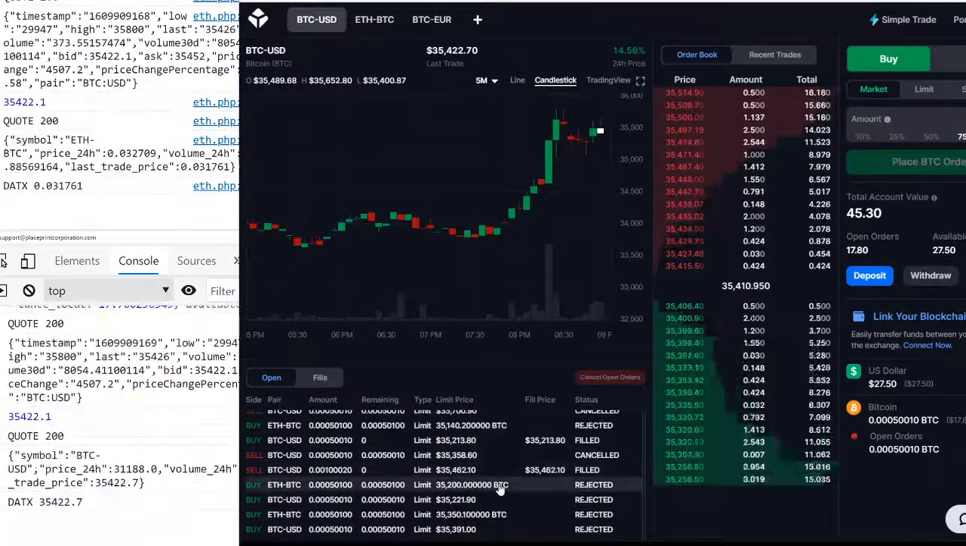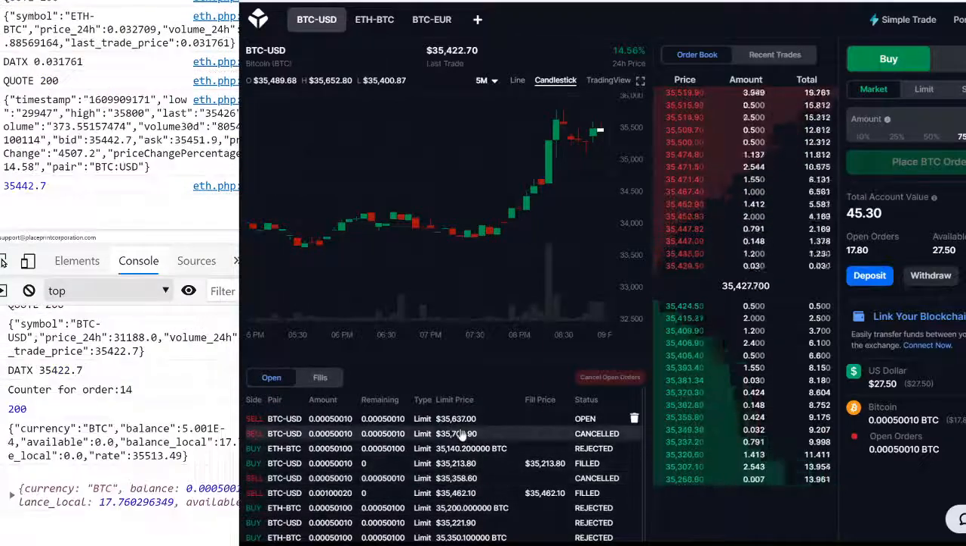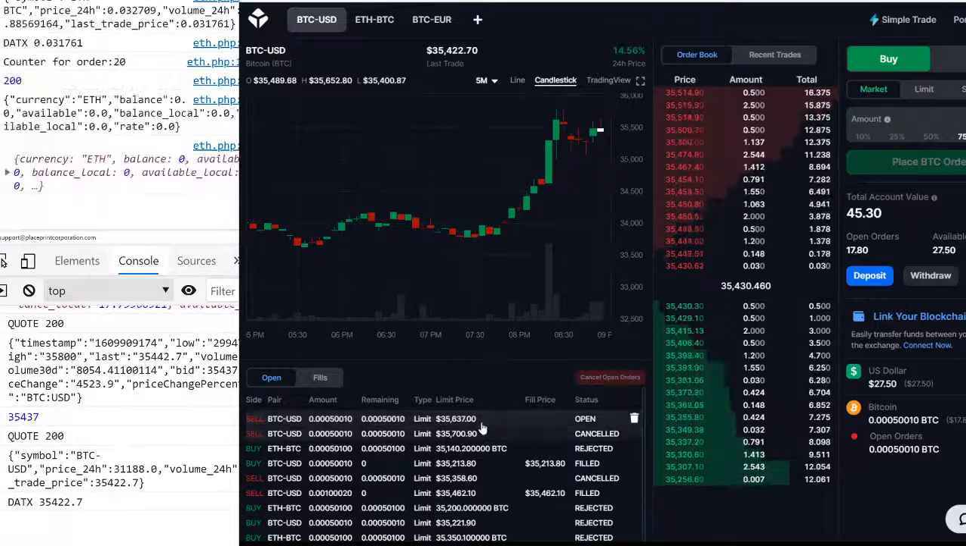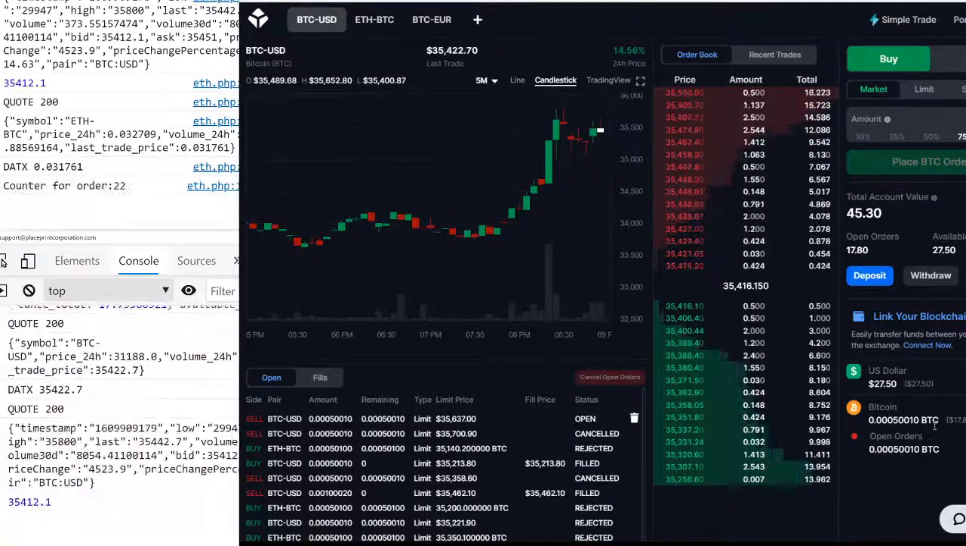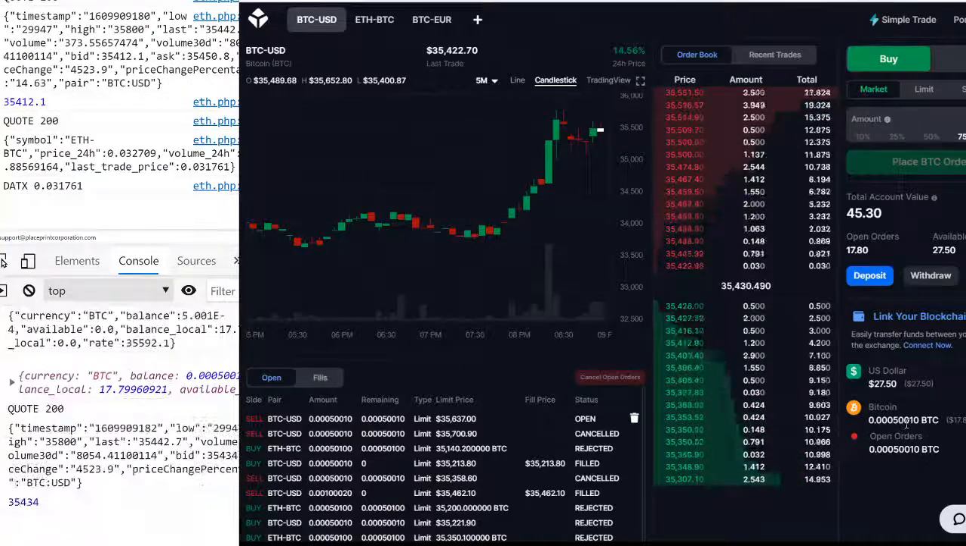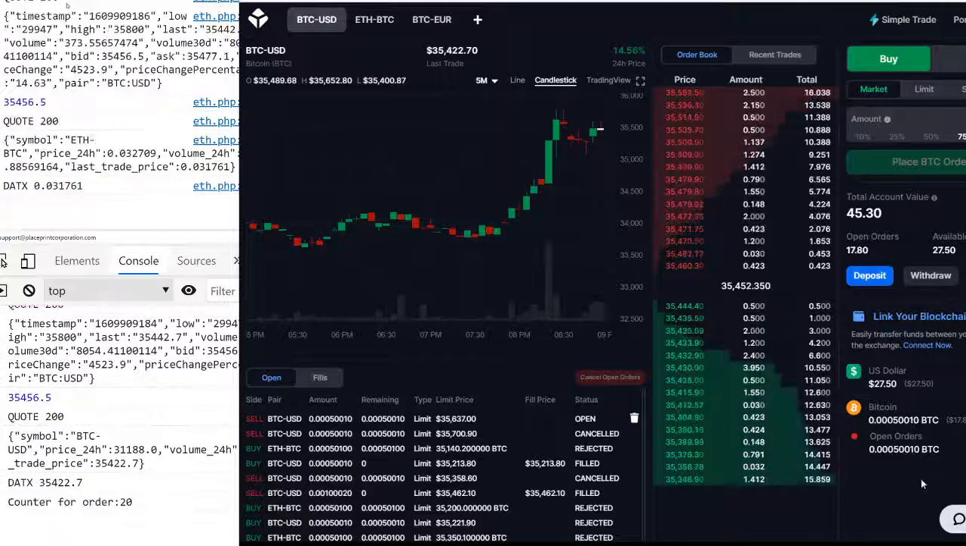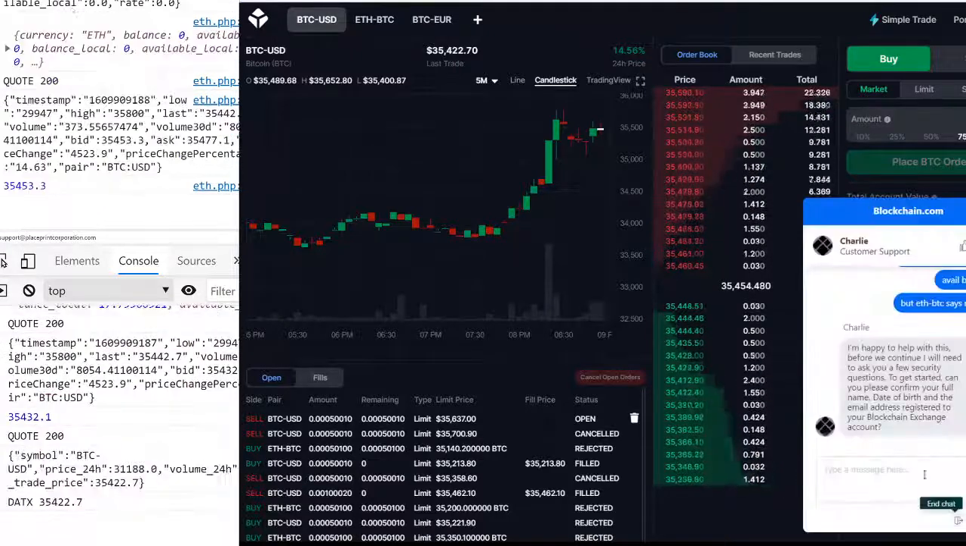Why am I not seeing it? I have to refresh the page. Sometimes our algo is so fast that it outpaces the screen. But we got filled. You heard the cha-ching, and look at the Bitcoin. It's now at 0.00050010. Again, what that's telling us is that I'm happy to have this.